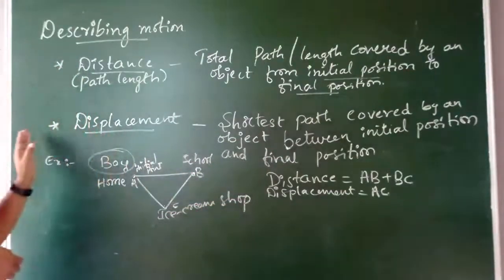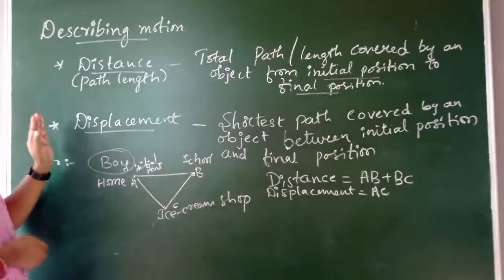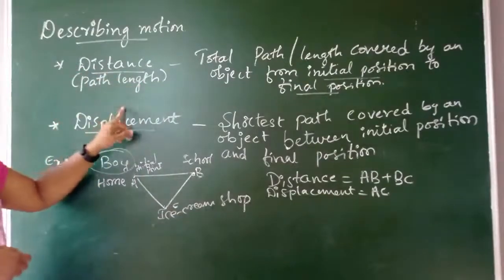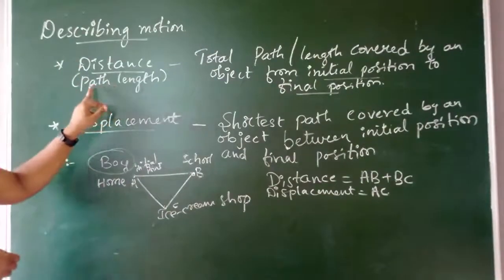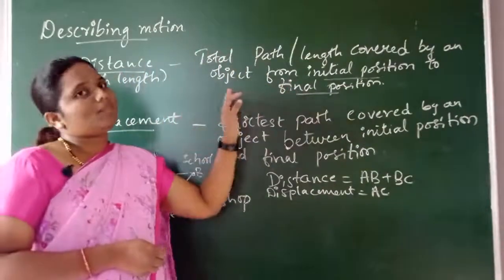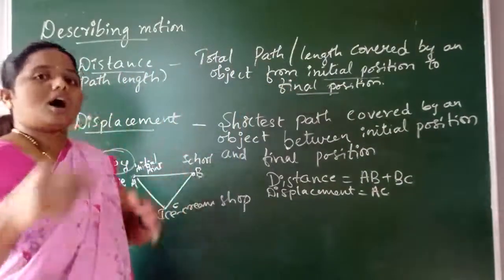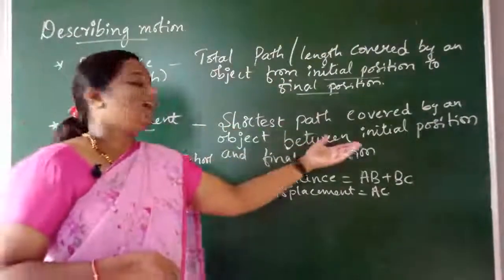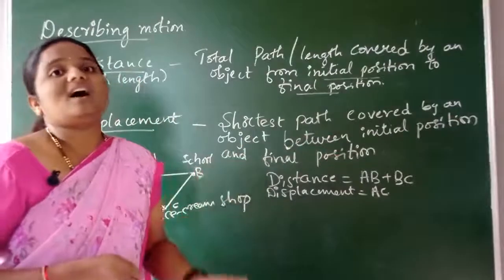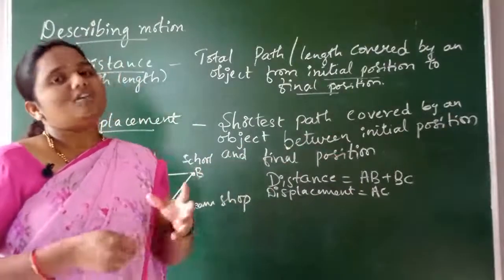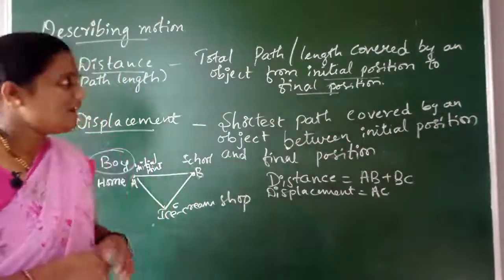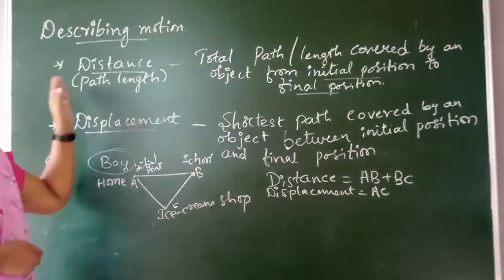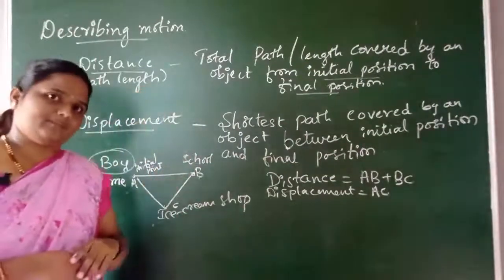I hope with this you are clear, isn't it? With the concepts like distance and displacement. Always keep in mind, distance is nothing but a total length covered by an object from one point to another point, whereas displacement is nothing but a shortest path covered by an object between the initial position and the final position. Now children, we will describe motion along a straight line.